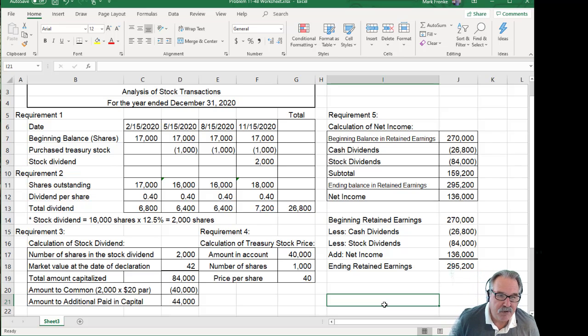Okay, that's problem 11-4B, and that covers both cash and stock dividends in a corporate environment.